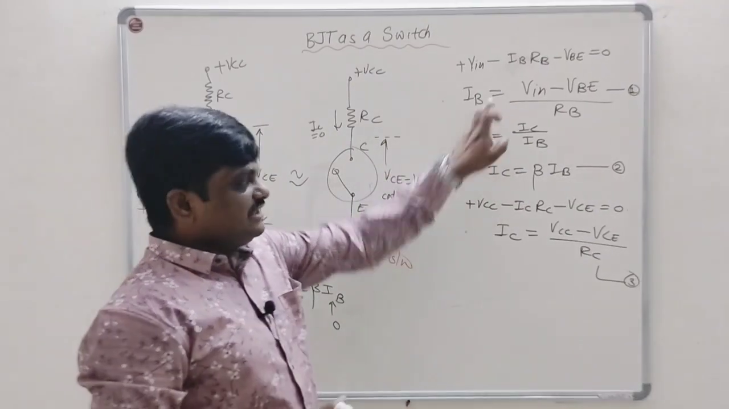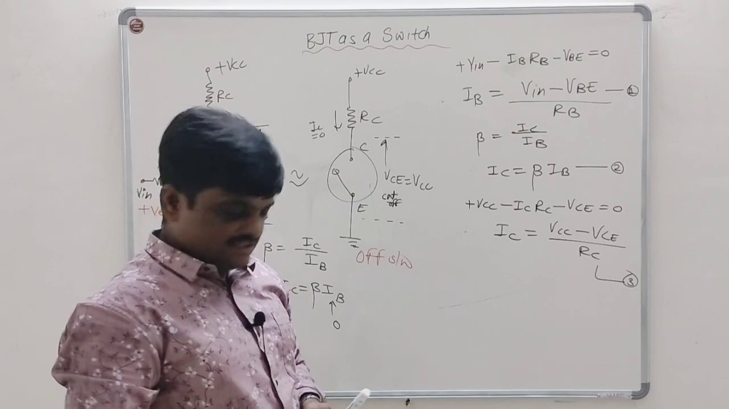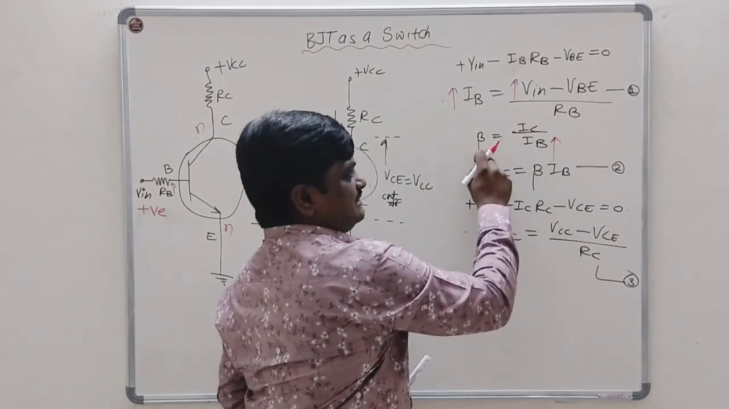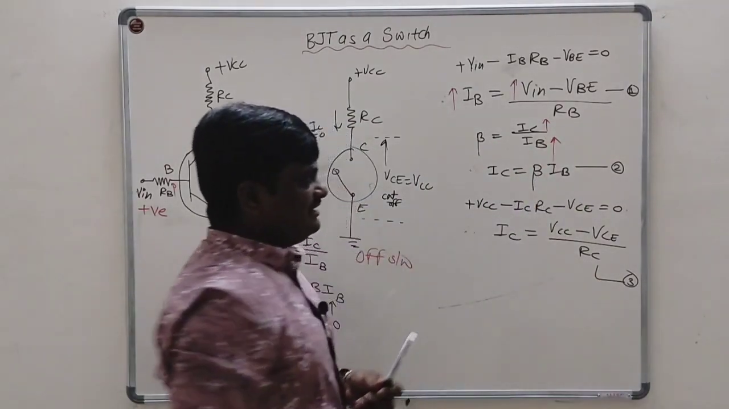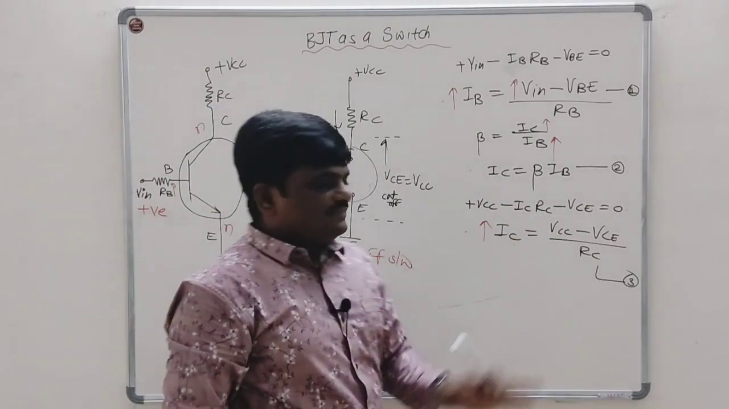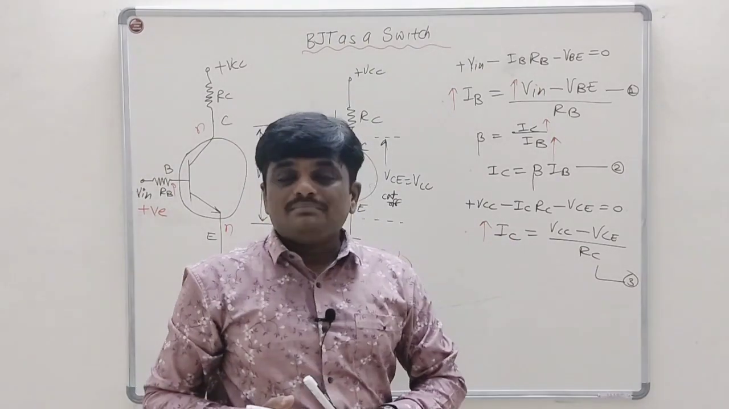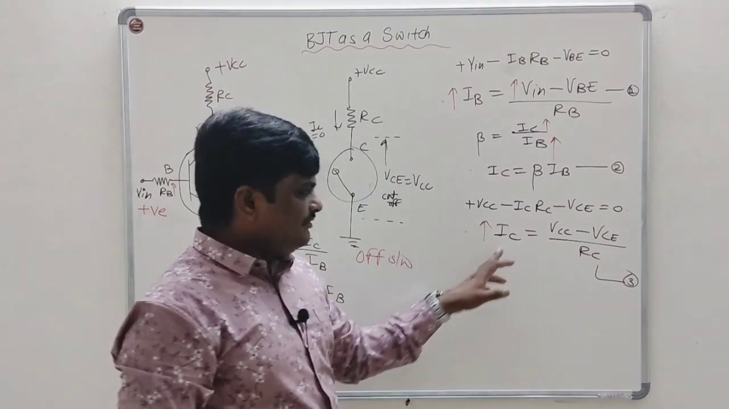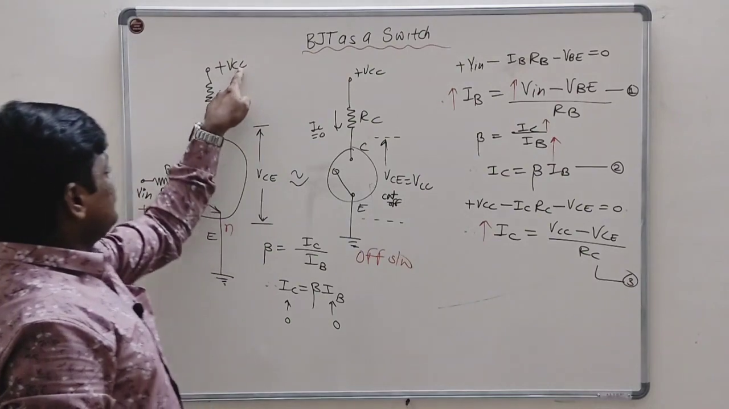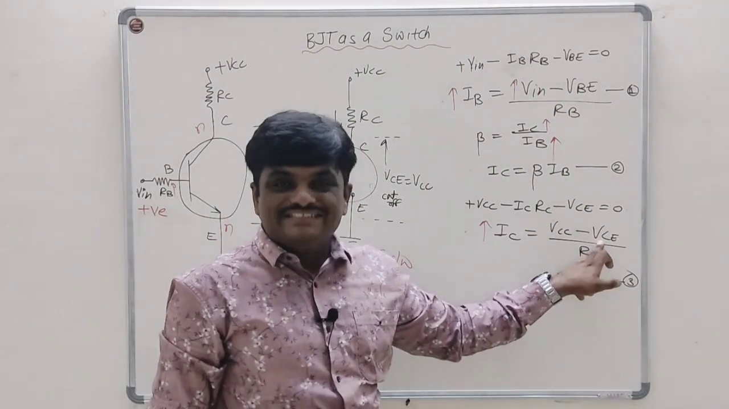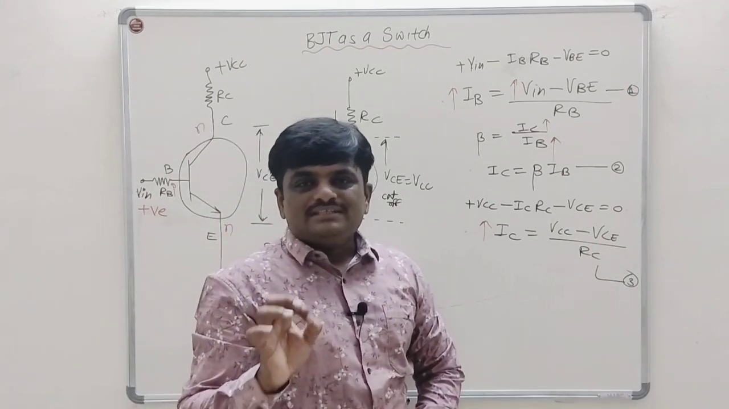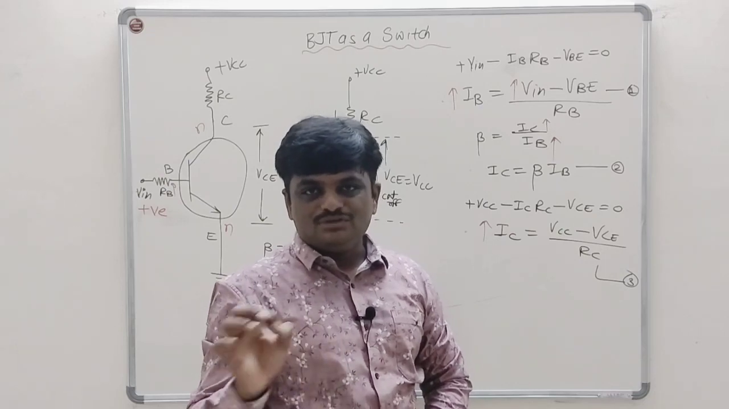Now consider equation number 1. If you increase the input voltage, what will happen? Base current will increase, and if base current is increased, beta is constant for given transistor, the collector current will also increase. But there is some limitation on increase in the collector current. Why? If the collector current is increased, as VCC is constant, RC is constant, there should be decrease in VCE, that is the output voltage. And this VCE can be decreased up to only its saturation level, that is 0.7 volt.